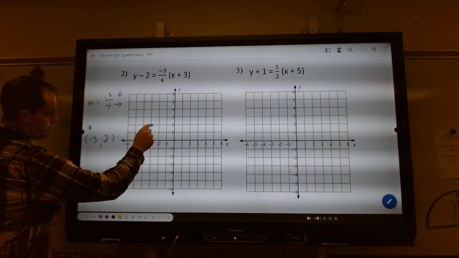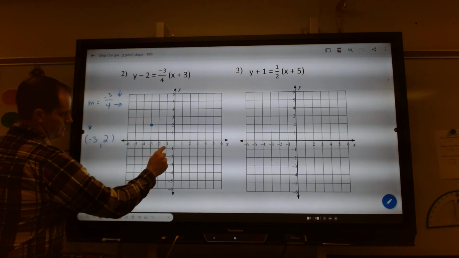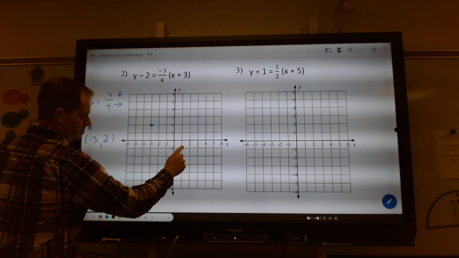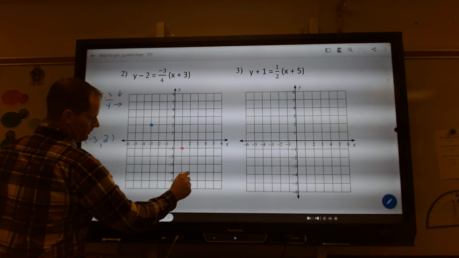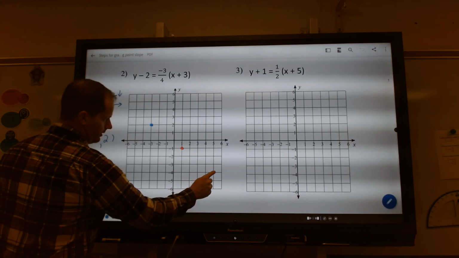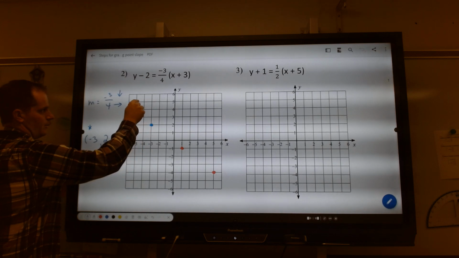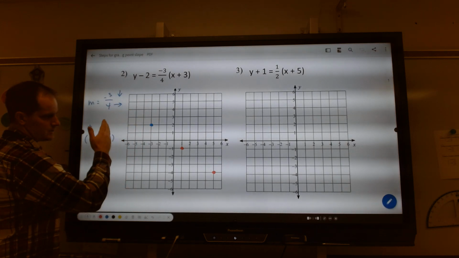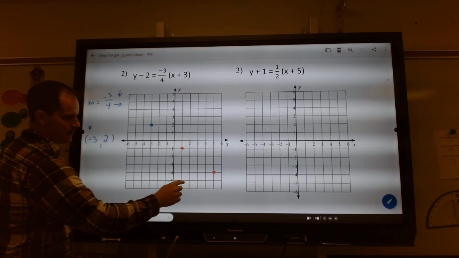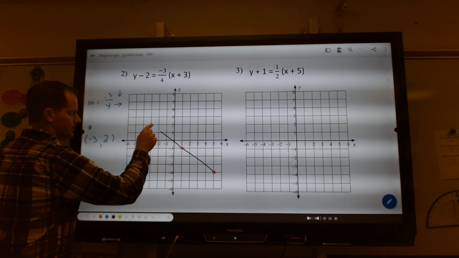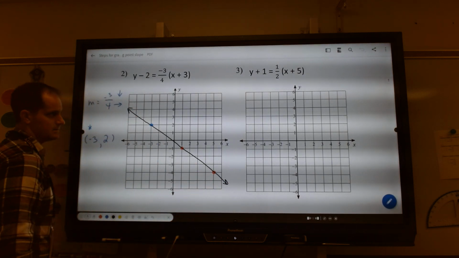From my particular point, I'm going to go down 3, 1, 2, 3, and over 4, 1, 2, 3, 4. Continue the pattern, down 3 and over 4. If I try to go in the reverse direction, if I go up 3, I need to go over 4, and I'm off the graph. So we have 3 points that are defined by this equation that will fit on the graph. To show that it continues infinitely in either direction, we do connect it and put arrows on the ends.